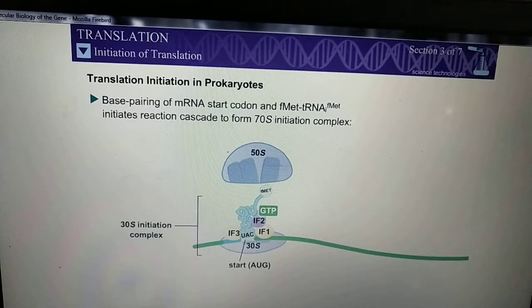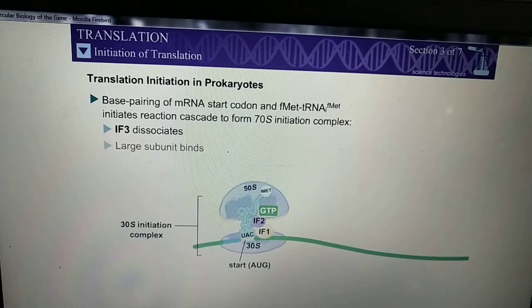The binding of the charged F-met tRNA to the small subunit initiates a sequence of events to form the 70S initiation complex. Once the F-met tRNA has bound the small subunit, IF3 falls off and is replaced by the large subunit, which completes the ribosome.